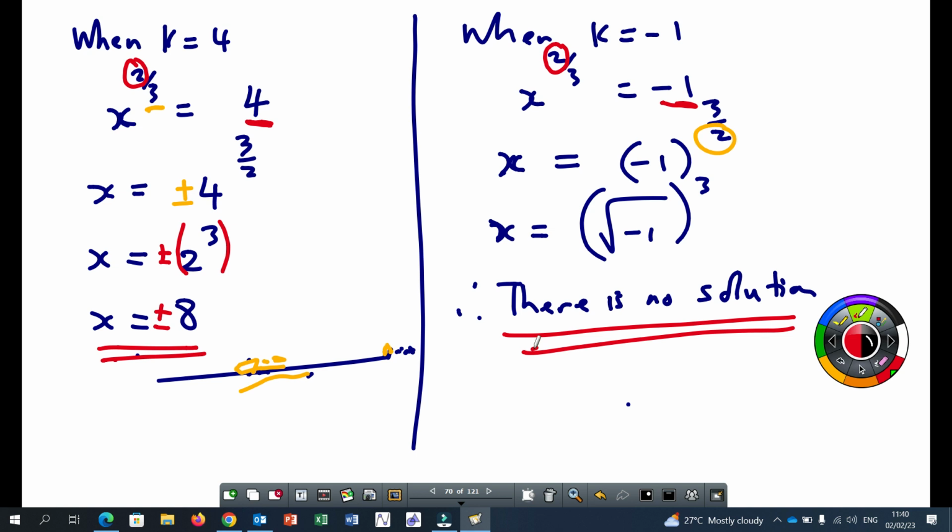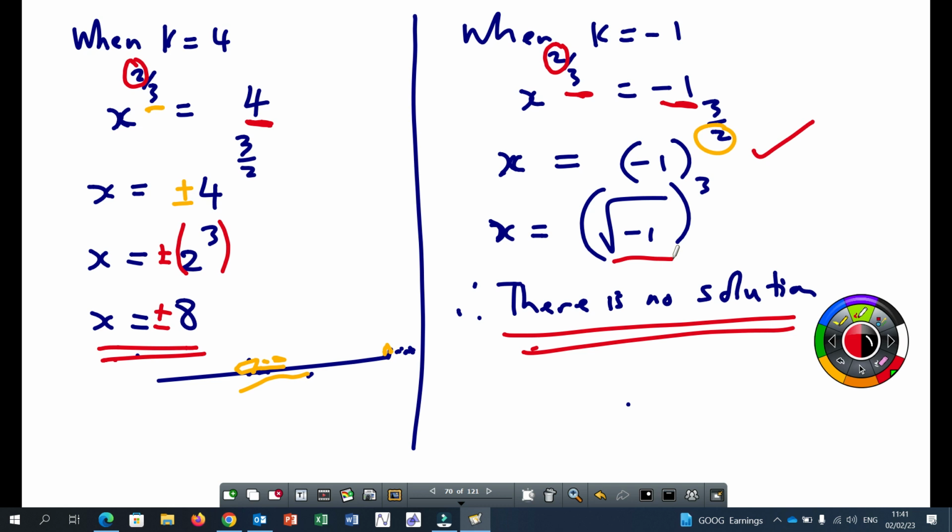The reason why we don't have a solution: x to the power of 2 over 3 is equal to minus 1. If you convert this exponent to a positive, you get x equal to minus 1 in brackets raised to the power of 3 over 2. Now, it's not possible to find the square root of minus 1. Therefore, there's no solution when k is equal to minus 1.